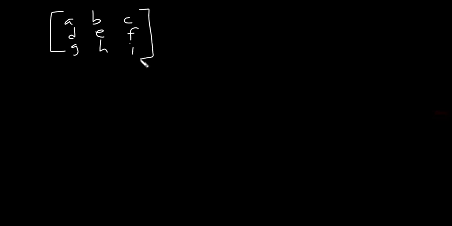We're going to learn how to multiply a matrix by a scalar. Let's say we have a matrix with elements A, B, C, D, E, F, G, H, I. So this is a 3 by 3 matrix. Let's say we have a scalar A. When we talk about a scalar, we just mean a constant value that we're going to multiply the matrix by.